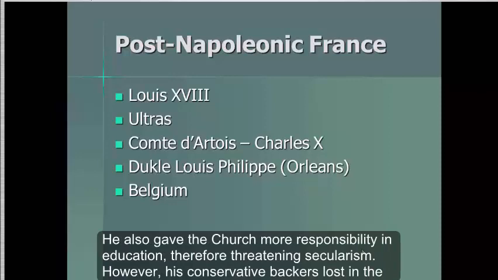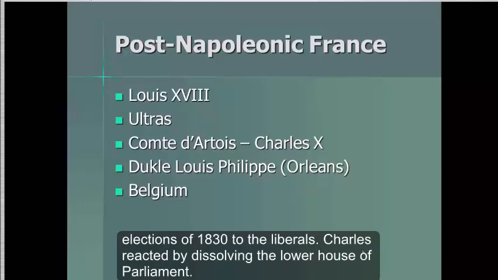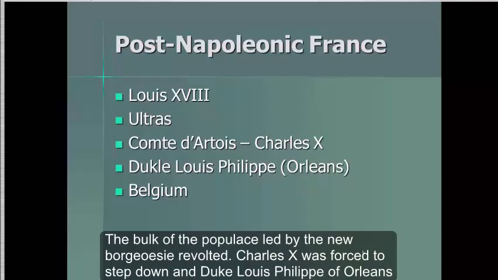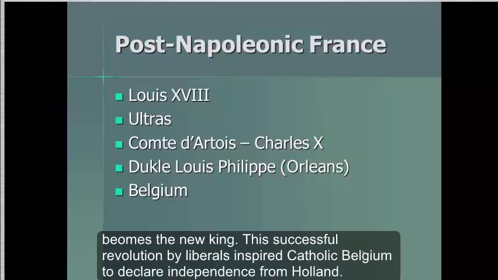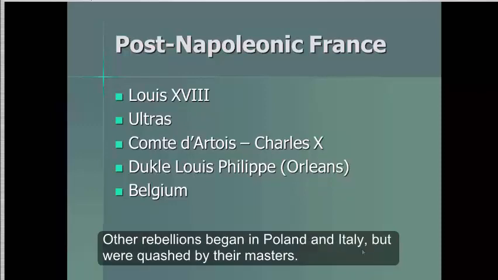However, his conservative backers lost in the elections of 1830 to the Liberals. Charles reacted by dissolving the lower house of Parliament. The bulk of the populace, led by the new bourgeoisie, revolted. Charles X was forced to step down, and Duke Louis-Philippe of Orleans becomes the new king. This successful revolution by liberals inspired Catholic Belgium to declare independence from Holland. Other rebellions began in Poland and Italy but were quashed by their masters.